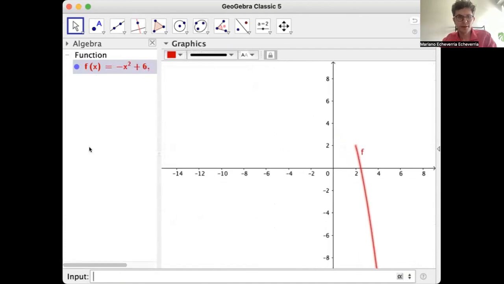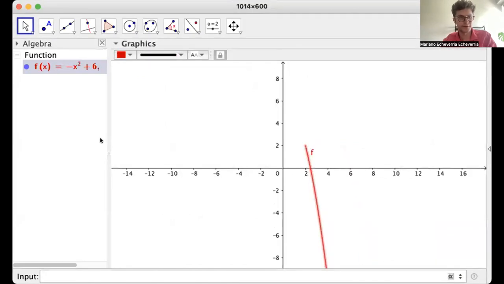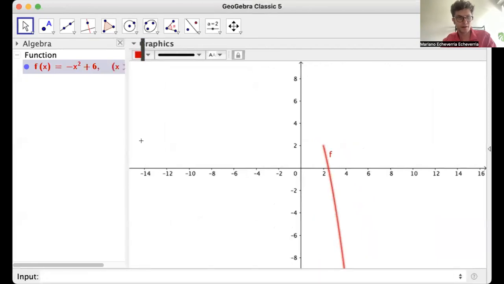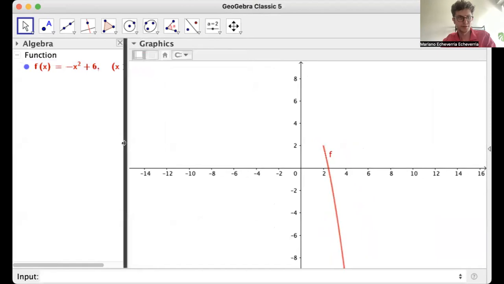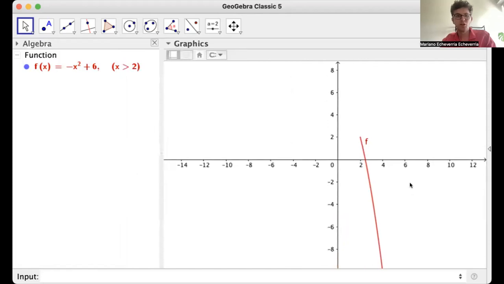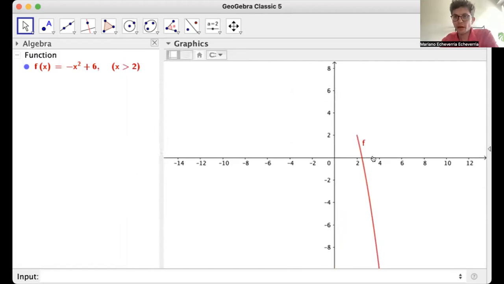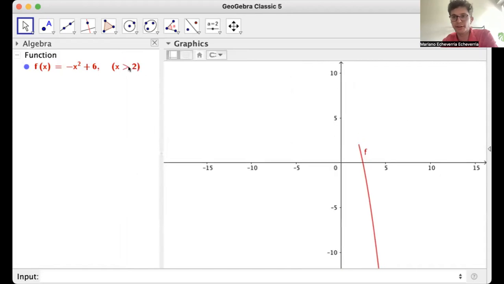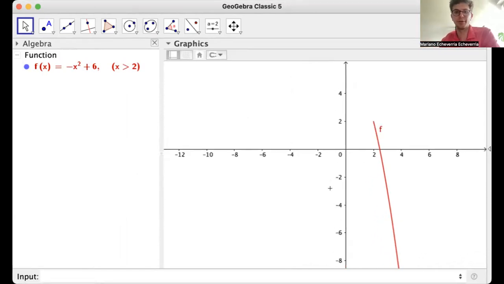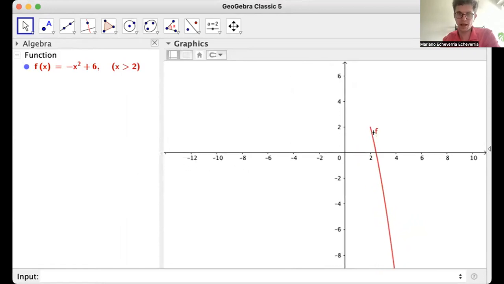So I'm going to give you a formula. I'm going to give you a function, which is the following. When x is greater than 2, it is going to be minus x squared plus 6. If you remember, minus x squared plus 6 is the equation of a parabola. Knowing the graph is useful, though not super essential, but it is nice to have around.